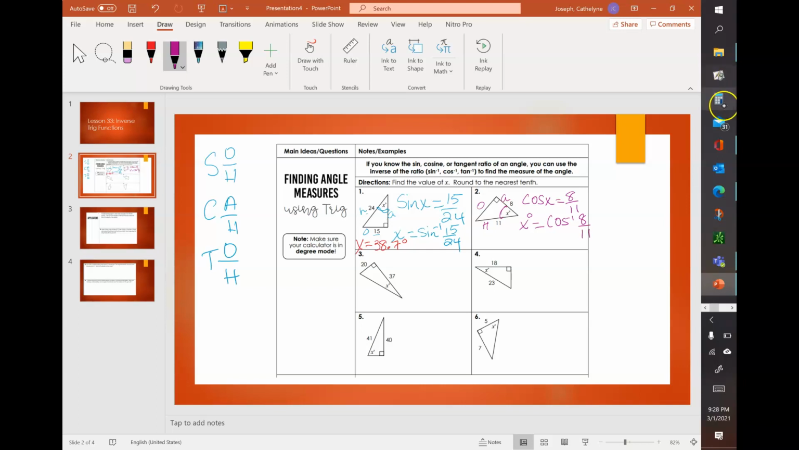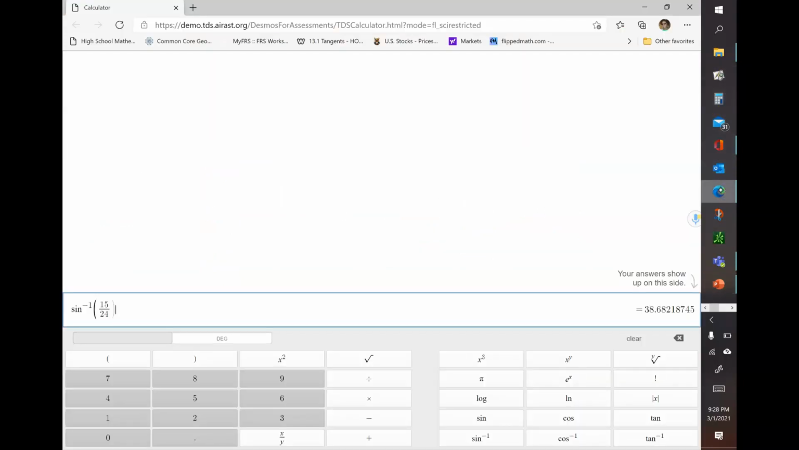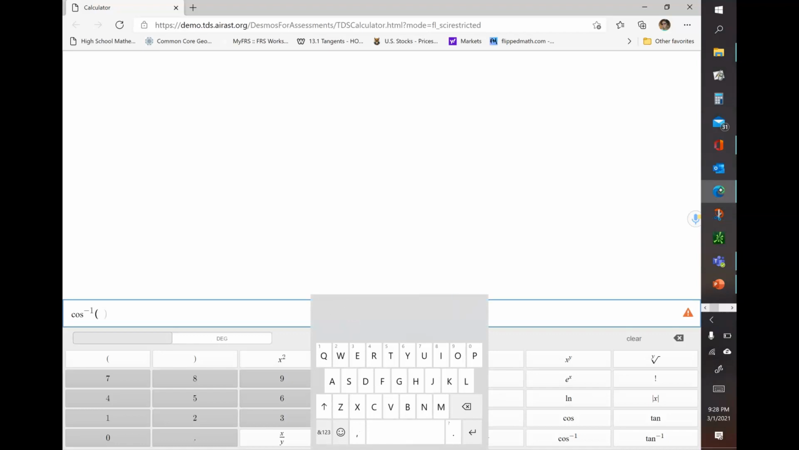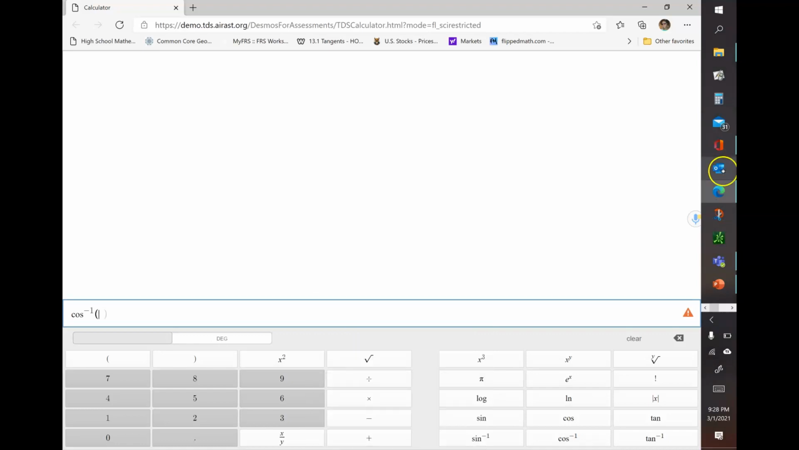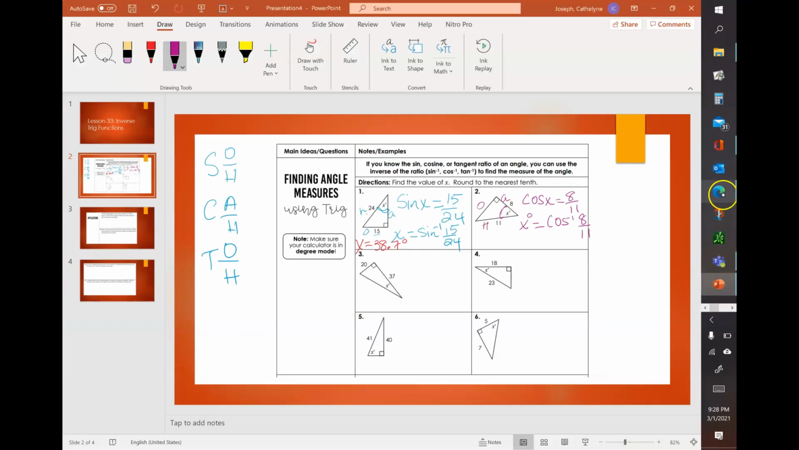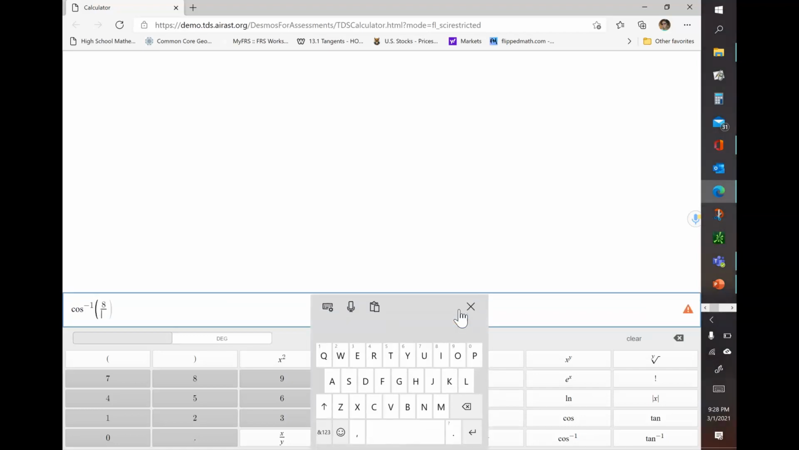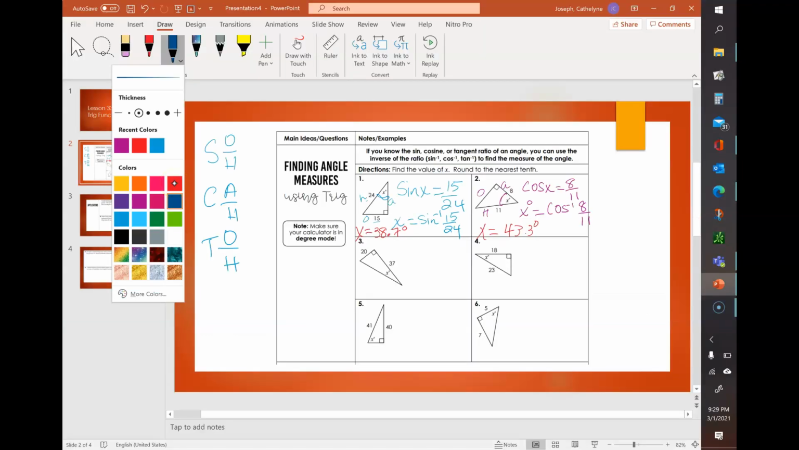We go to our calculator, and again we're doing the inverse cosine, the one with the little negative. Then 8 over 11, just double checking. All right, and we get 43.3. I'll go ahead and pause the video, and you try number 3 by yourself and see if you can do it.